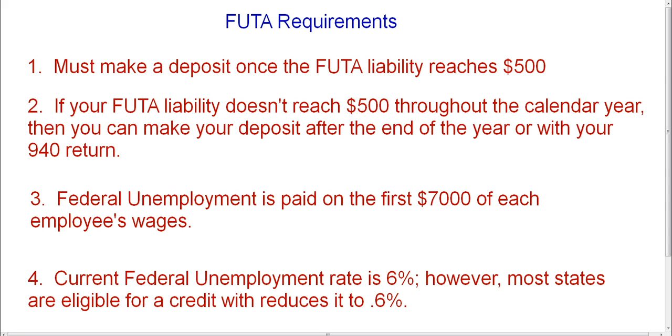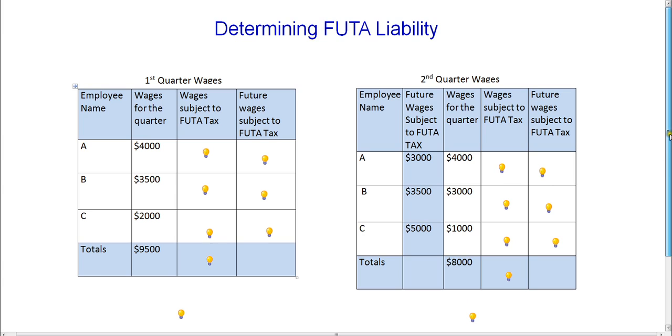So what we're going to do in this video is talk about how to calculate your FUTA liability throughout the year. Because again, once you reach that $500 liability, you must pay the tax. If you reach your $500 liability in March, then you need to pay that tax in March and then start calculating again to see when you'll reach that $500 liability again. So typically, if you take $7,000 and multiply it by 0.006, which is the 0.6%, you'll find that for each employee, you owe $42 in FUTA liability.